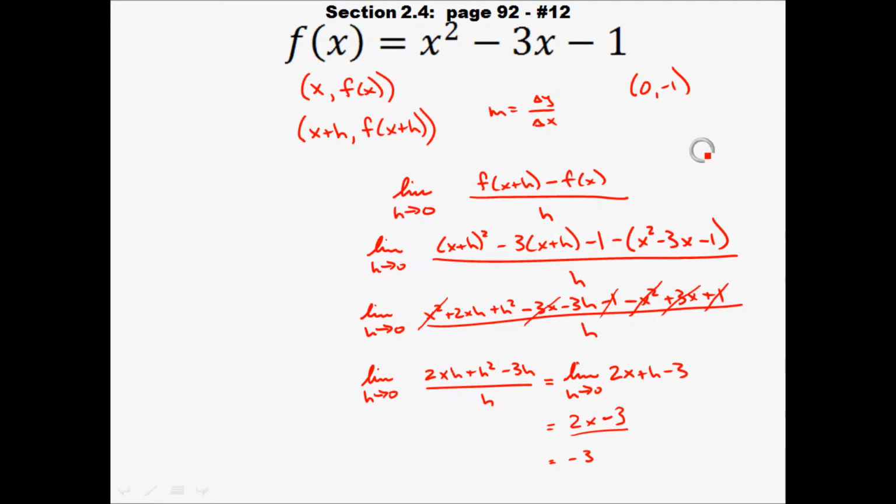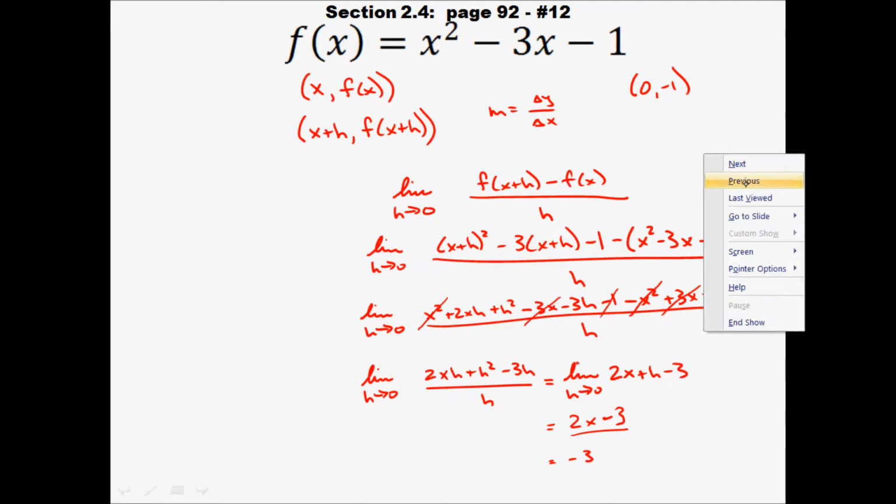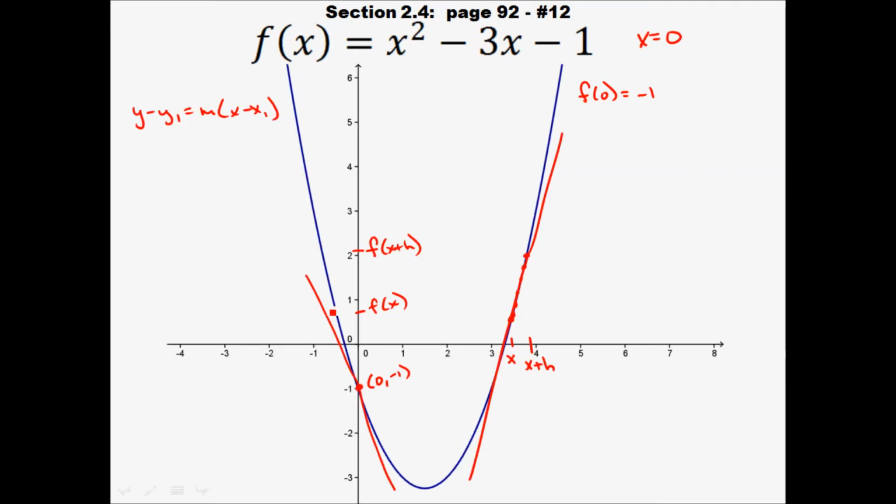Let's go back to the previous slide. Does it look like negative 3 is a reasonable slope for this tangent line? I think so. I think that's pretty good. Okay, so the slope of this tangent line according to our calculations is negative 3. So let's crank this through our point slope formula. y minus the y coordinate of the point, negative 1, equals m, the slope, negative 3, times x minus the x coordinate of the point, 0.